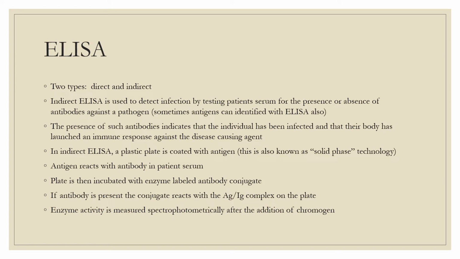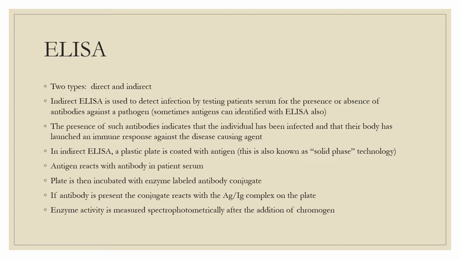Okay, in indirect ELISA, a plastic plate is coated with antigen. This is also known as solid phase technology. An antigen reacts with the antibody in the patient's serum. The plate is incubated with enzyme-labeled antibody conjugate, and if antibody is present, that conjugate reacts with the antigen-antibody complex on the plate. The enzyme activity is measured spectrophotometrically after the addition of chromogen. And again, using the spectrophotometer, we're measuring light relative to wavelength. The enzyme either absorbs or transmits light at certain wavelengths.